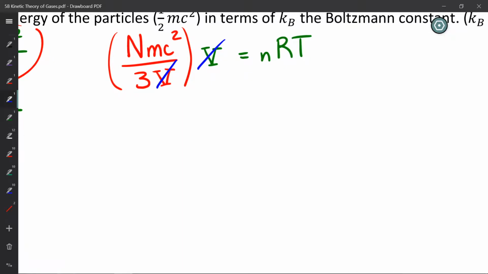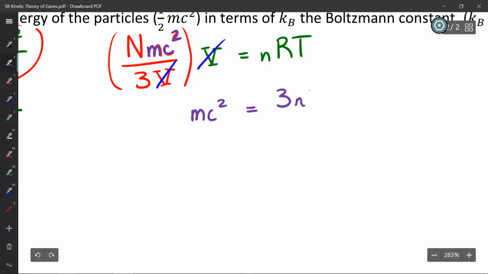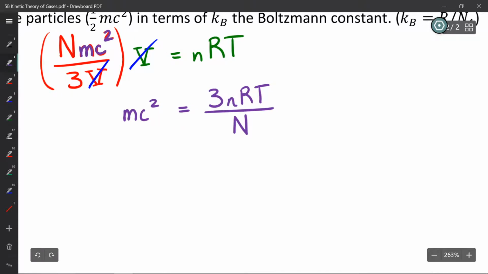Okay, next, it turns out that I know this because I've done this before, but this mc squared here is almost kinetic energy, right? Because kinetic energy is 1/2 mv squared. So that's very close to being kinetic energy. So what we're going to do is just move everything to the other side except for the mc squared. So I'm going to write down mc squared is equal to, so let's see, we had to multiply the 3 to the other side. So I have 3 nRT, and then that's going to be divided by big N.